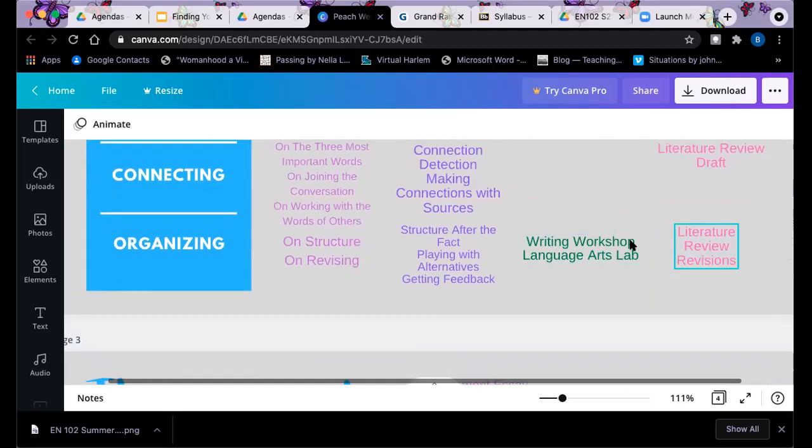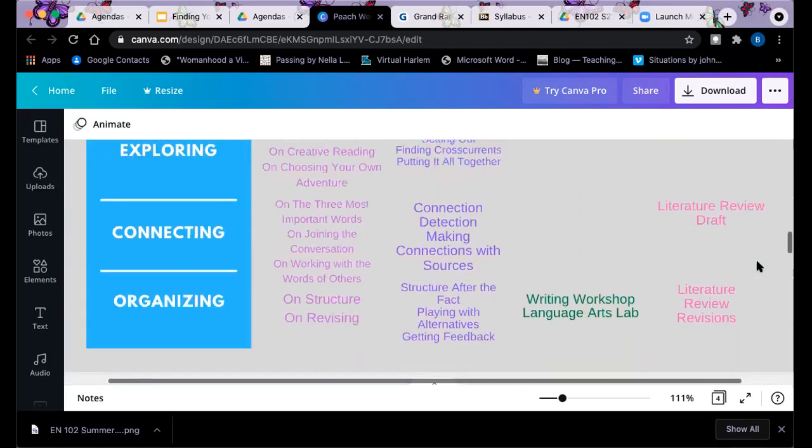And then one of the last things we do before submitting this is a writing workshop. You should visit the Language Arts Lab if you're going to do that for this project, which you are. It's going to be required for this project. The other two, I'll encourage it, like highly encourage it. And then you're going to make sure you do your revisions before you submit the literature review itself.